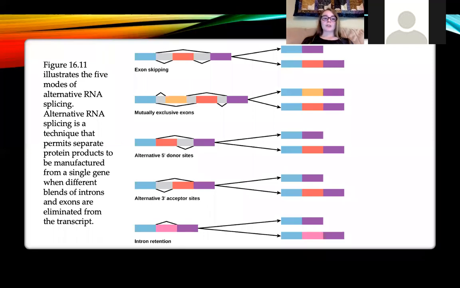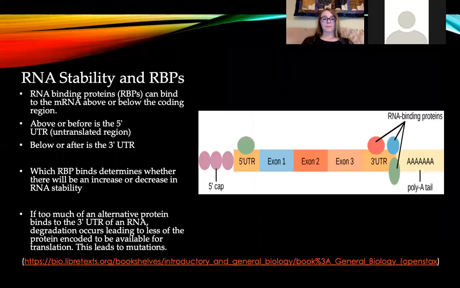And this figure goes into more detail with the 5 modes of alternative RNA splicing. If you didn't know, alternative RNA splicing is a technique that permits separate protein products to be manufactured from a single gene when different combinations of introns and exons are eliminated from the transcript. So that, like I said, goes into the 5 modes of RNA splicing.